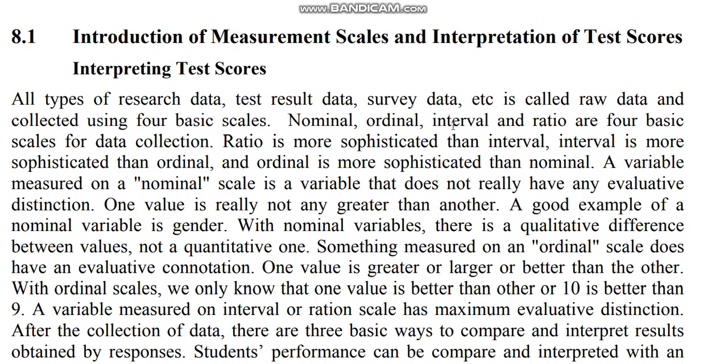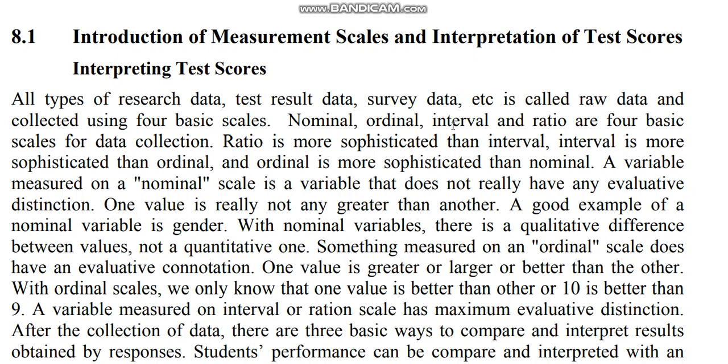A variable measured on a nominal scale is a variable that does not really have any evaluative distinctions. One value is really not any greater than another. A good example of a nominal variable is gender. With a nominal variable, there is a qualitative difference between values, not a quantitative one.